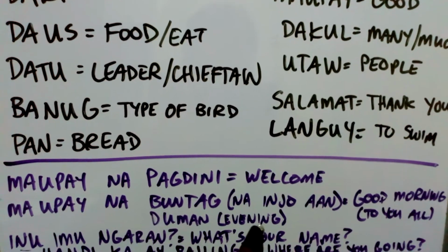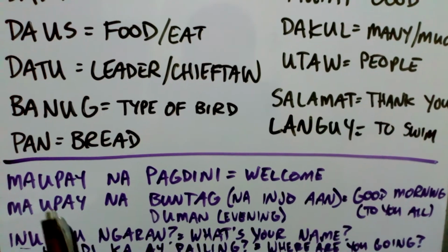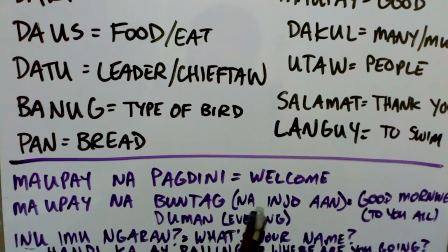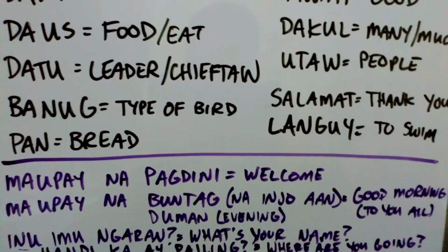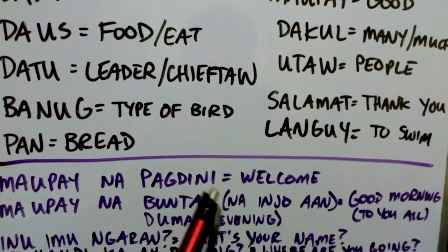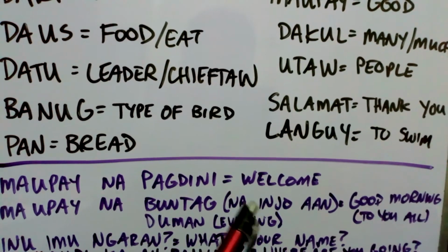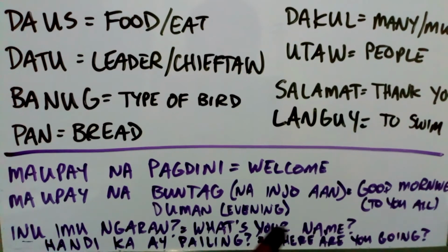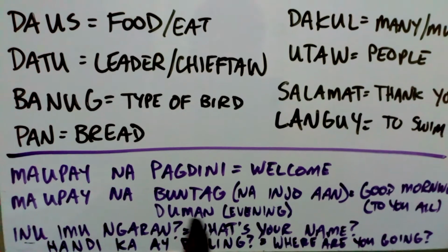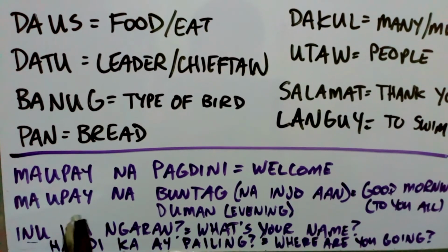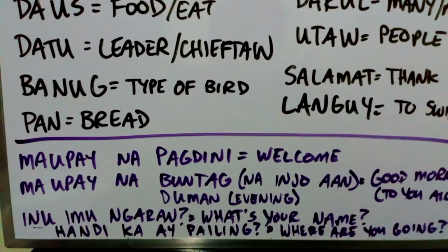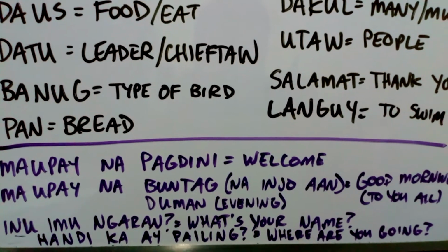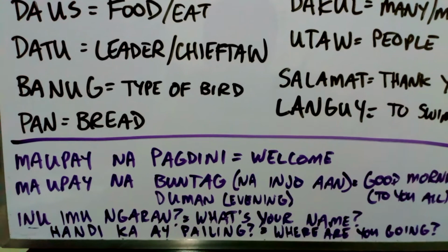If you want to say good morning to every one of you, to all of y'all, right? You plural: maupay na buntag na injoan, right? The J, this Kinamigin language has this j sound, okay? It's similar to the j in, I think, Tausug, which is another Visayan language, Yakan, Bajau, and even the Boholano dialect of Cebuano has that j sound, right? Injoan. It's the same as in English, the J sound. Maupay na buntag na injoan, or maupay na duman na injoan, right? So good morning to all of you, good evening to all of you.